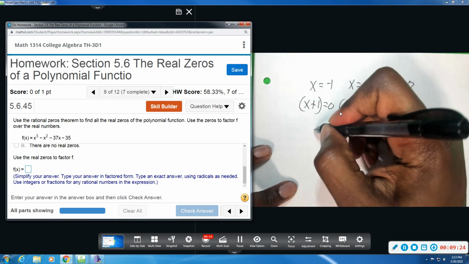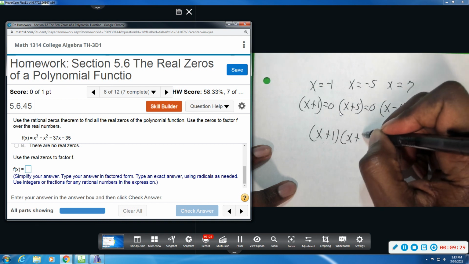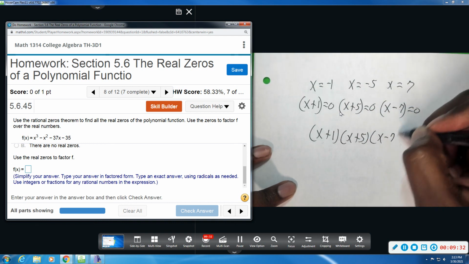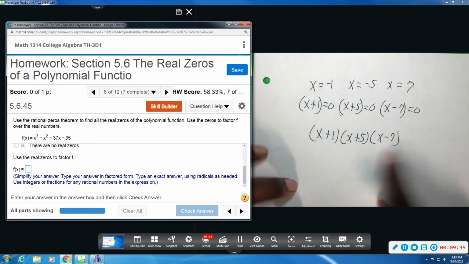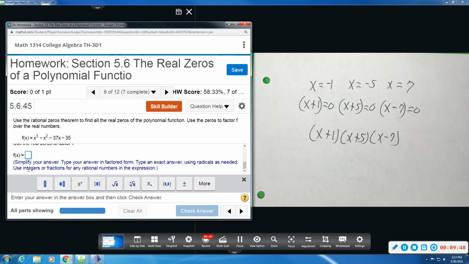So if I put these together, x plus 1, x plus 5, and x minus 7, this is the factored form of the original polynomial that we got here. And if you want to take the time, you can multiply it and FOIL it out, and you can verify that these two would be equal. So this is why we're finding zeros. It helps us to get the factored form as well. So we get x plus 1, x plus 5, and then we get x minus 7.